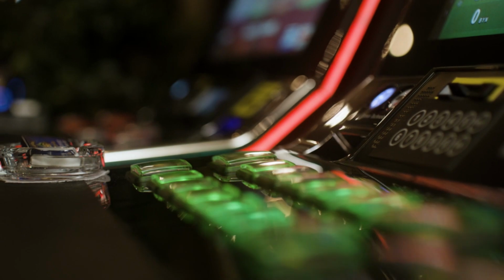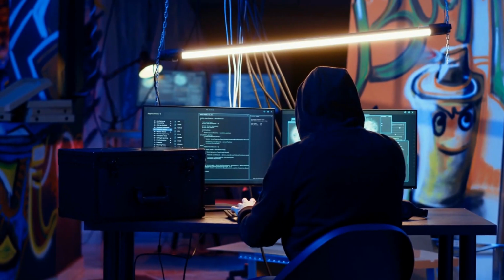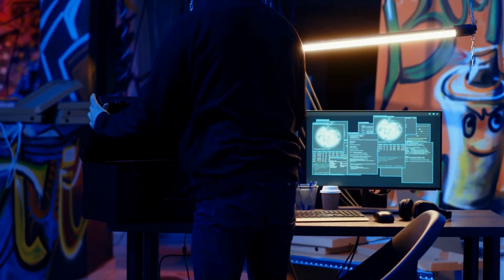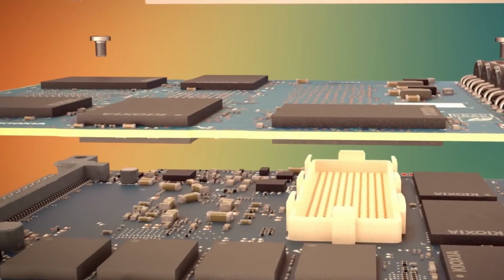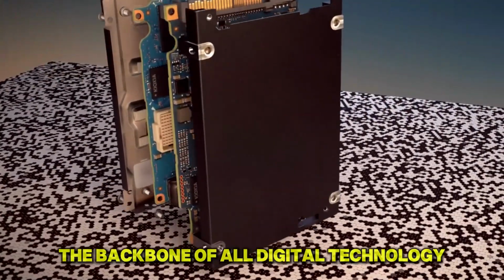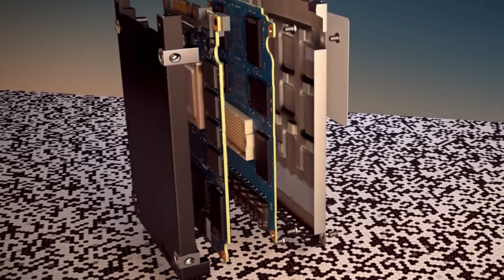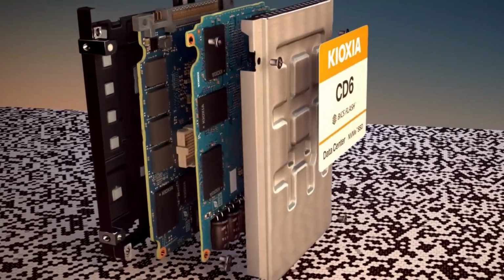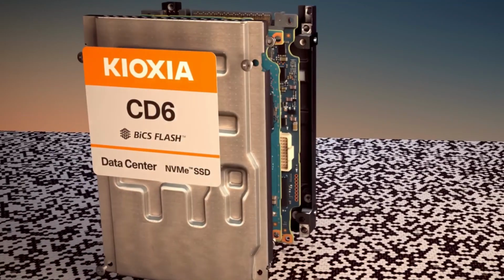Each memory cell in a NAND chip stores data by trapping or releasing electrons in this gate. When electrons are trapped, the cell is considered to be in one state, let's say a 0. When electrons are absent, it's in another state, 1. This binary system, the backbone of all digital technology, is made possible by a phenomenon called quantum tunneling, where electrons pass through insulating barriers at the quantum level to move in and out of the gate.